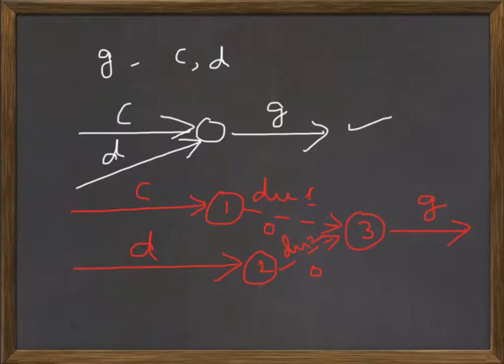So at node 3, when dummy 1 and dummy 2 are over, and they are not taking any time, dummy 1 gets over the moment C gets over, dummy 2 also gets over the moment D is over. So node 3 indicates that dummy 1 and dummy 2 both are over, meaning C and D both are over, and we can start G from here. So that way we are able to maintain the given immediate predecessor relationship by drawing dummy activities.